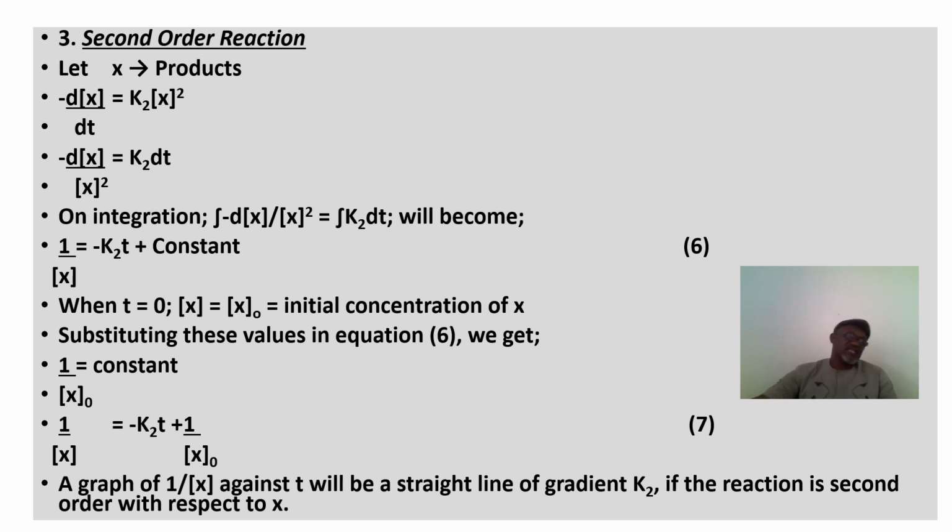So what we're saying is any data you are given, you can subject the data to these zero order, first order, and second order straight line equations. And anyone that gives a straight line means that that reaction is following that particular order of reaction. We can get the rate equation.